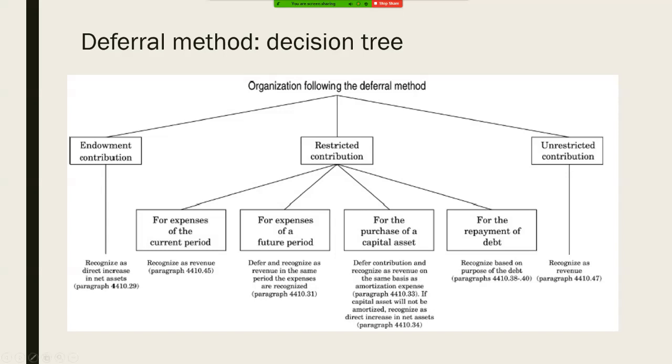Finally, if the restricted contribution is for the repayment of debt, then depending on the purpose of the debt, recognize based on that. So if you're receiving money to repay long-term debt, the amount will be brought into play accordingly. Or current debt, you'll record immediately, and so on.